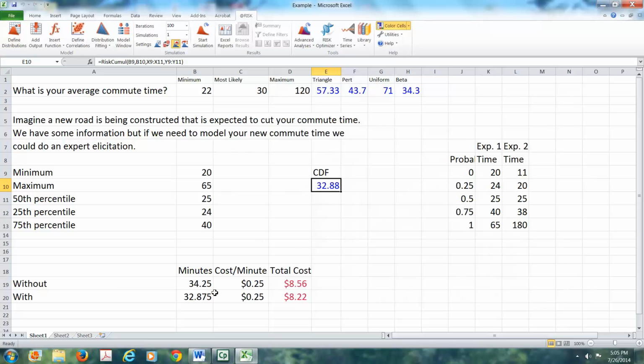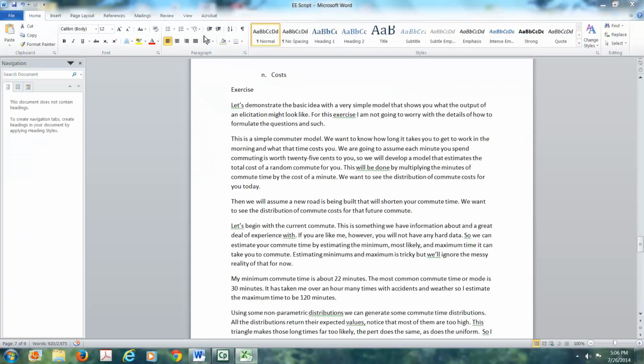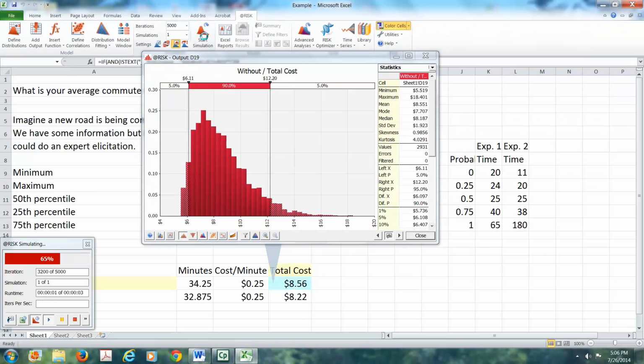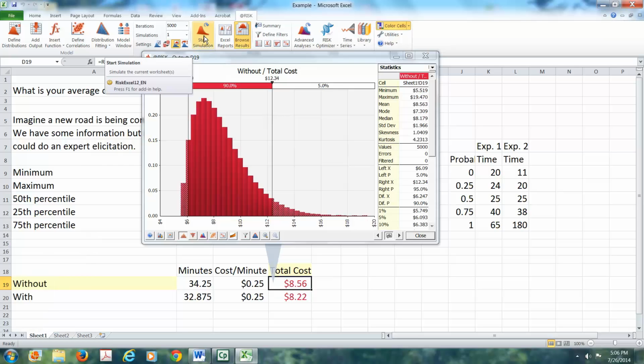This distribution here has been copied down. So for this particular commute, we see 32.875 times 25 cents, and that's an $8.22 expenditure of our time. Let's run a quick simulation and compare the results. We'll do 5,000 iterations. Let's put our cursor here and begin. So that didn't take very long, and you see the statistics here. It's between $5.51 and $19.47 of your time.